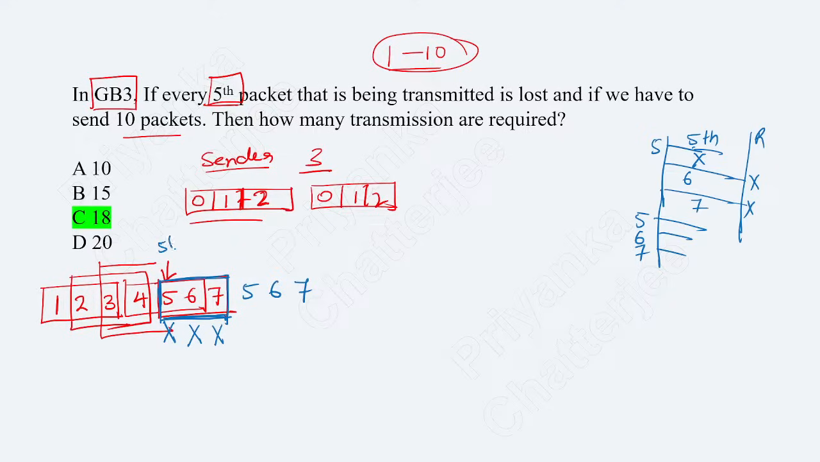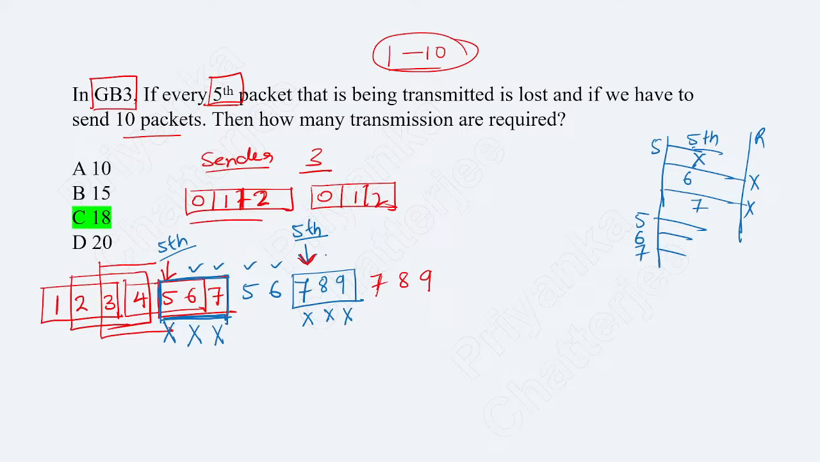So this was your fifth position. From here you have to count again. First, second, third, fourth, fifth. This is again your fifth position. This is again lost. That's why in this frame 2 more packets will be there, that is 7, 8, 9. 7 lost means 8 will be discarded. 9 will also be discarded. Now you have to send 7, 8, 9 again.